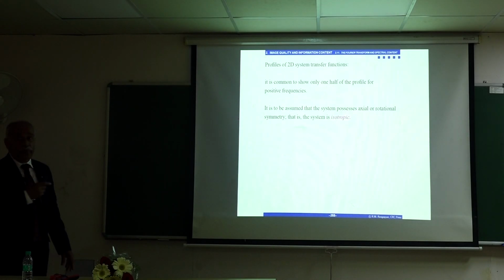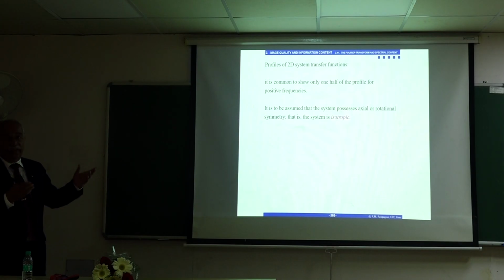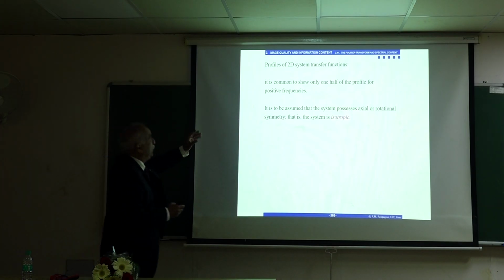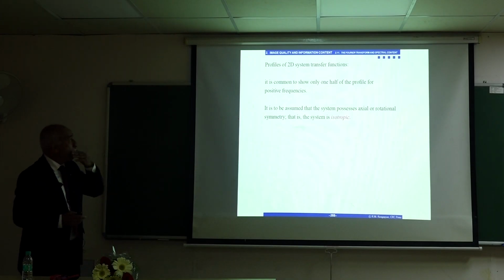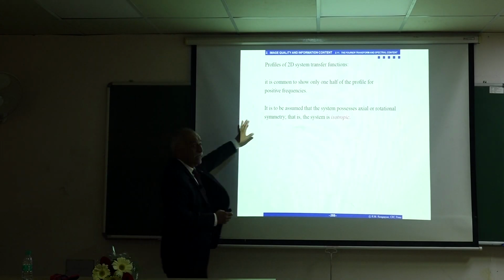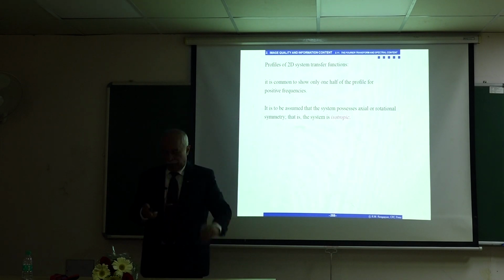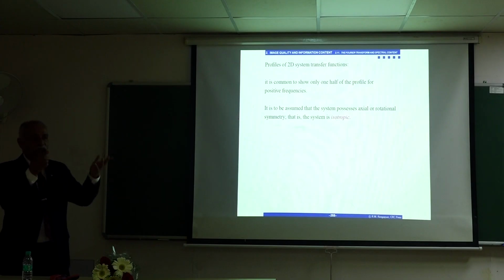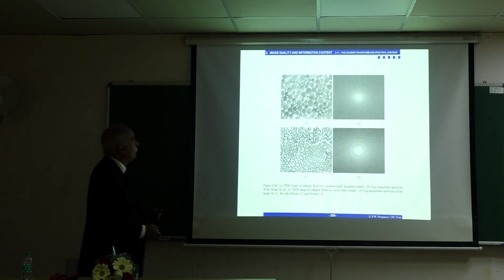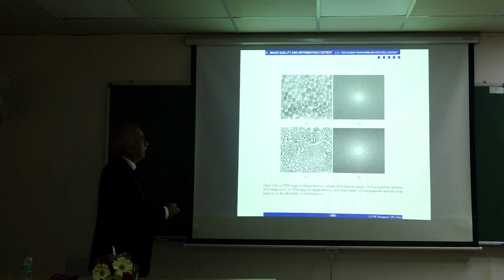So profiles of 2D system transfer functions or modulation transfer functions are commonly shown only for one half of the profile for positive frequencies. It is assumed in that case that the system is isotropic. If it is not isotropic, you must show the full 2D Fourier transform. So here are some examples.